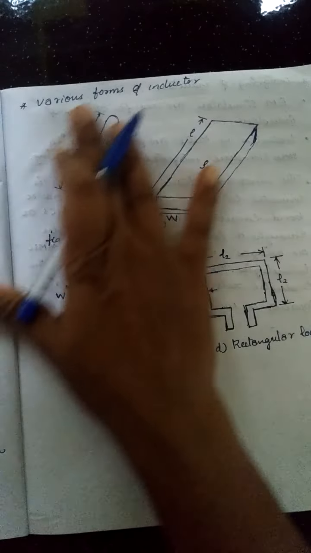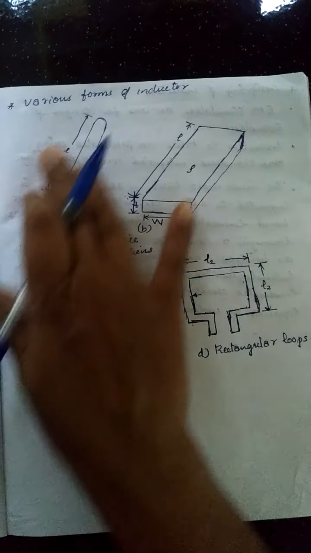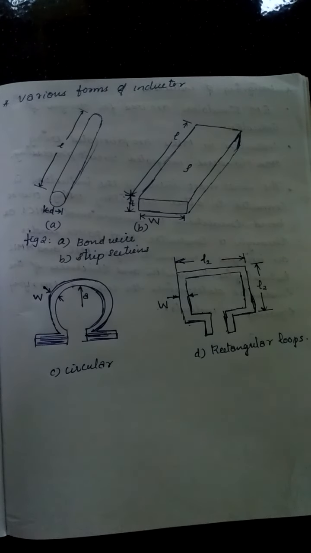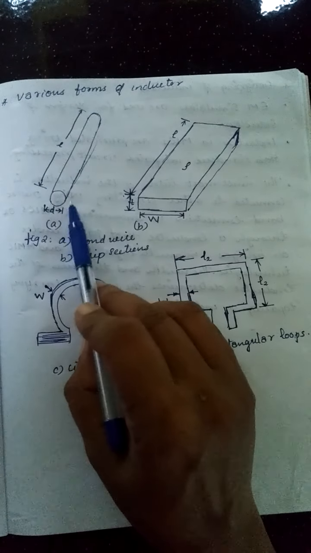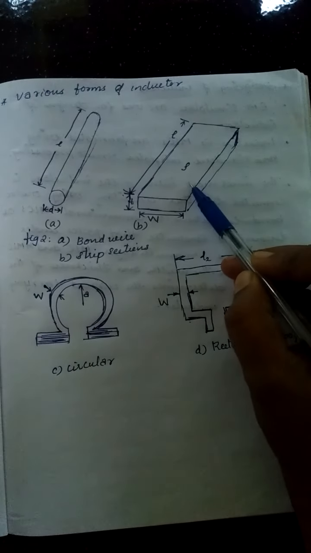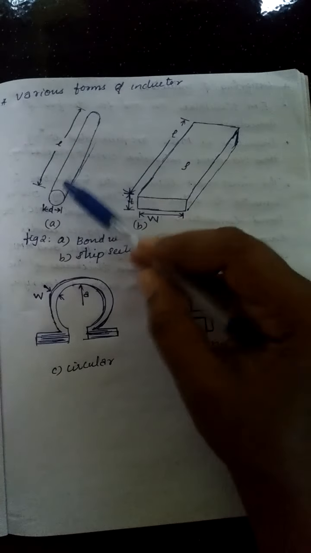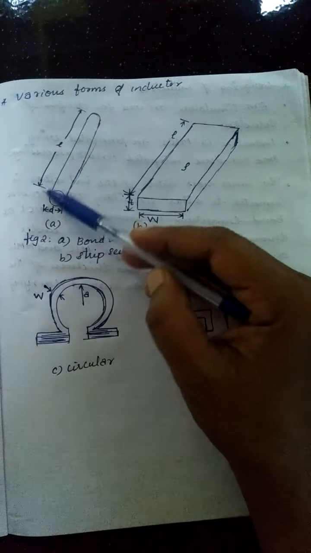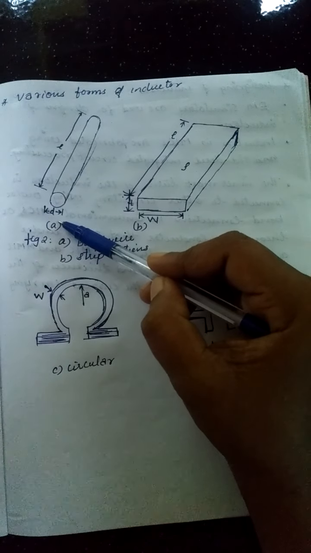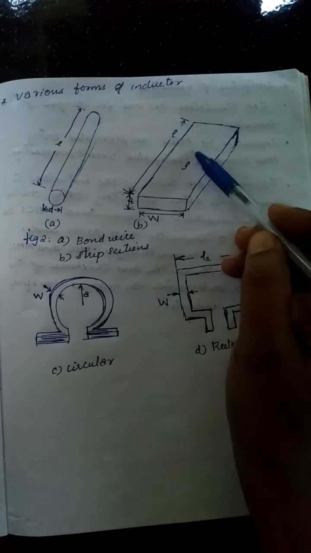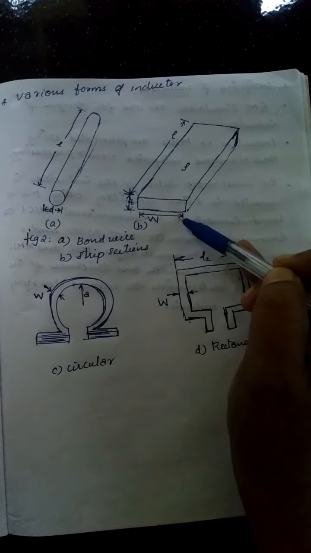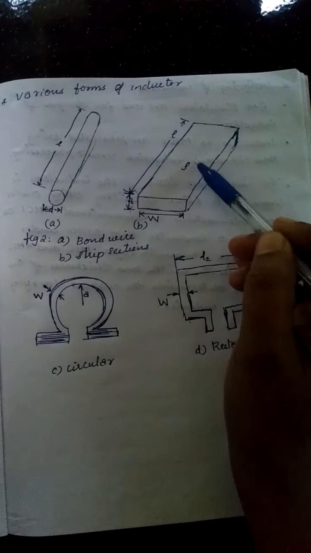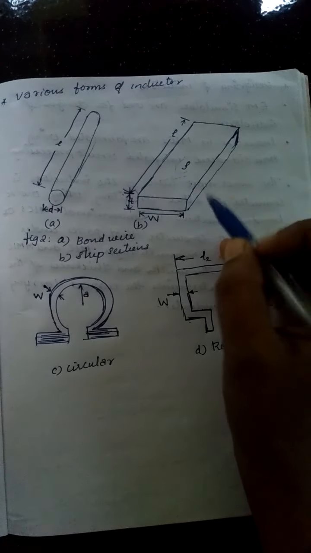Next, here I represent various forms of inductors. I represented four types. The first is the bond wire type inductor, and this is the strip section inductor. For the bond wire inductor, we consider L as the length and D as the thickness. In the strip section, it has length L, thickness T, and width W, and rho depends upon the material used to make this inductor.